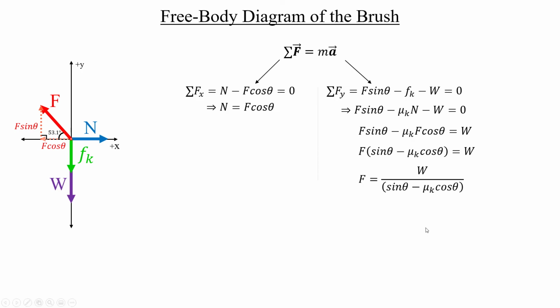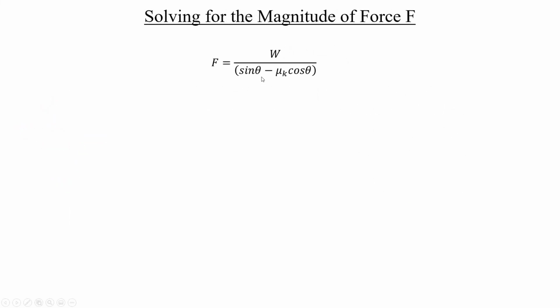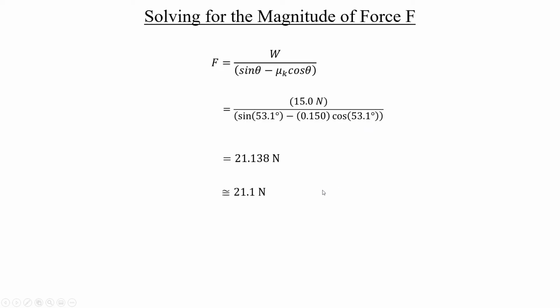I'll bring this expression over to a fresh page right here. And if we plug in the values that we were given, that's what this looks like here. If you enter this into your calculator, you should get a value which is approximately similar to this one. And we have to truncate it to 3 significant figures based on all the other numbers that we were given. And that leads to this number, 21.1 newtons. That is the answer to part A, and we are now finished.